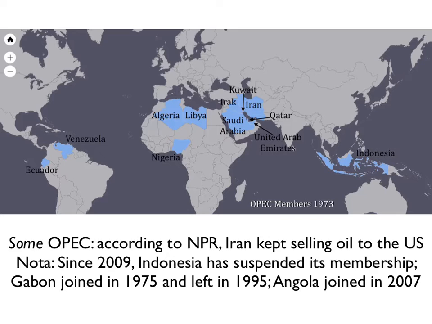And also, to go back to the 1973 oil crisis, as it's often called, I wanted to point out that only some countries belonging to the organization stopped selling oil to the US. According to NPR, and you have the reference at the end of the video, Iran was quite friendly to the US and kept selling oil to the US. So there wasn't a complete agreement within the organization.